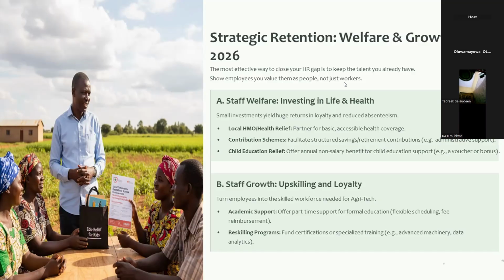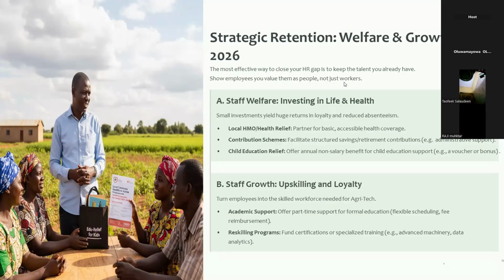Another one is part B, which has to do with your staff themselves. I call it staff growth or upskilling and loyalty. We can turn those employees that we have. Most of these people, they also want to press computer the way we press it. They also want to have access to city life, the way it is done in the city, the way they see it on social media. They want to do it also.